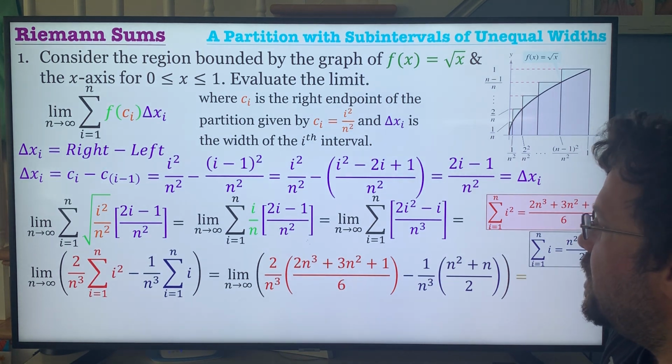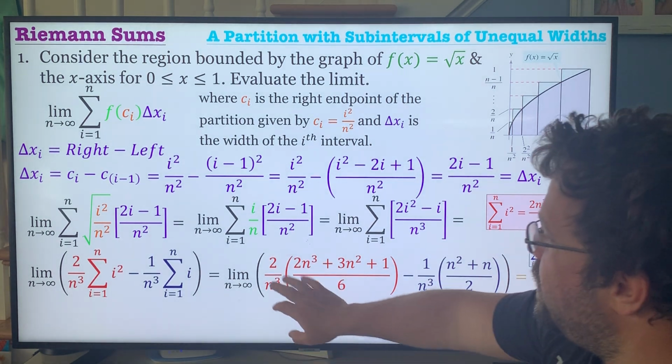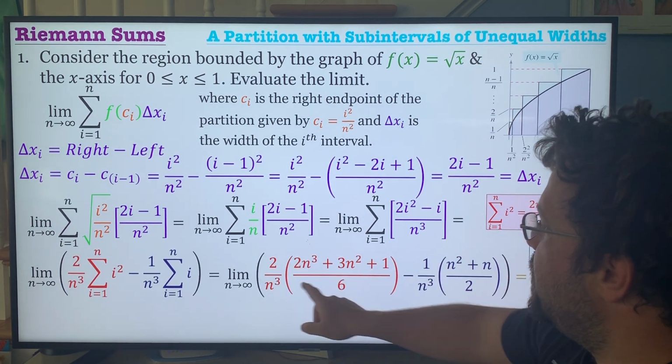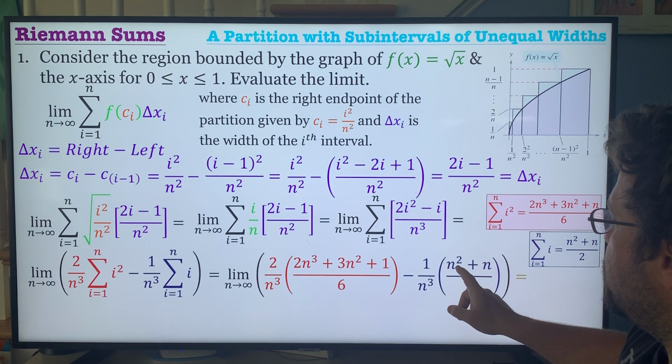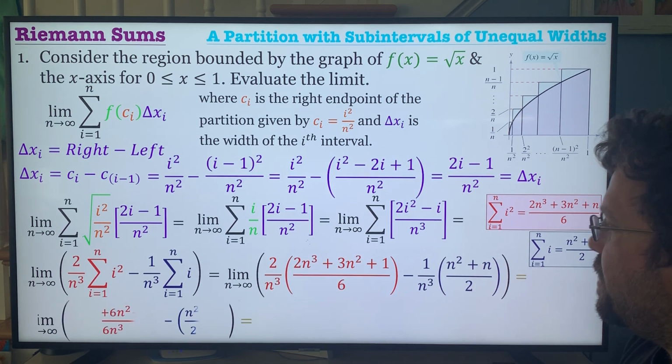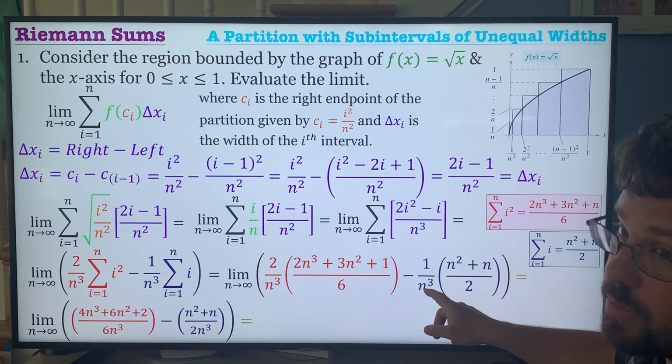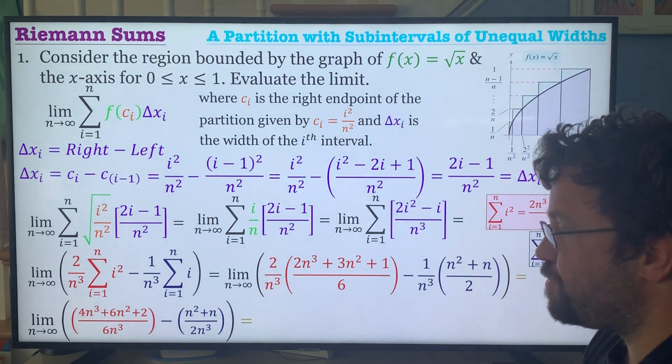All right, so final step, you have to distribute the stuff in. So you distribute the 2 on the top, distribute the n cubed on bottom, minus 1 on top, n cubed on bottom. Or you could just leave the negative out front and leave the numerator the same, and just distribute the n cubed on bottom.